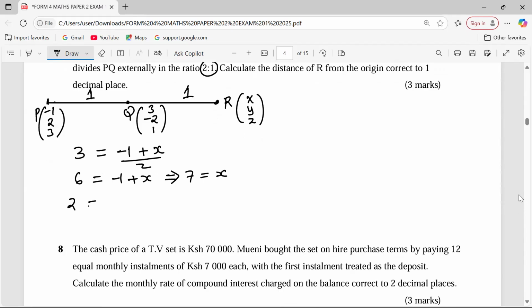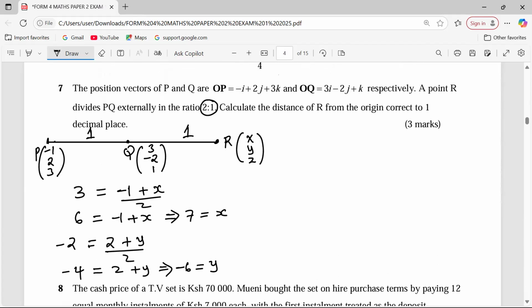We are having -2, the middle value of Y. How do we get the mid value of Y? The first Y plus the second Y out of 2. This is -4, equals to 2 plus Y. So do we remain with Y here? Then we have to take -4 and we subtract 2.